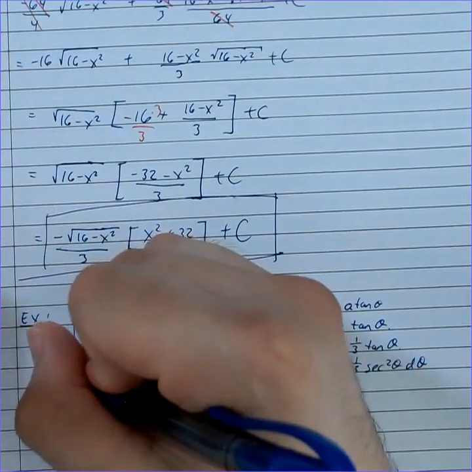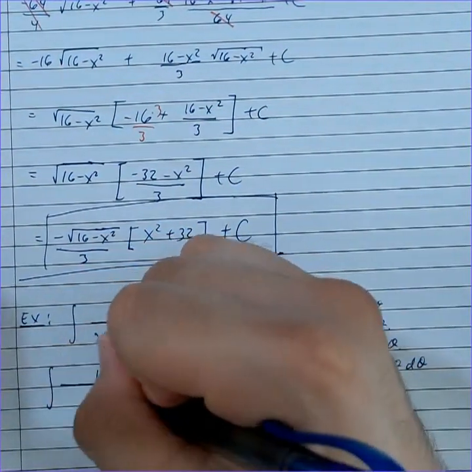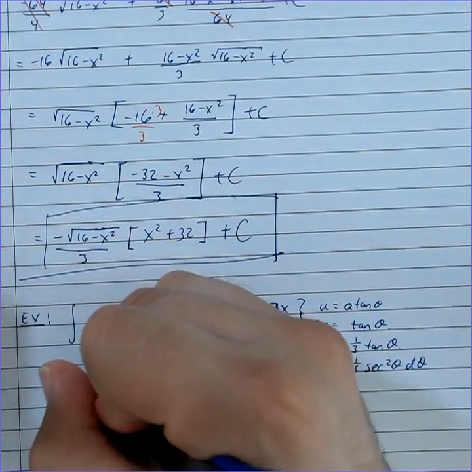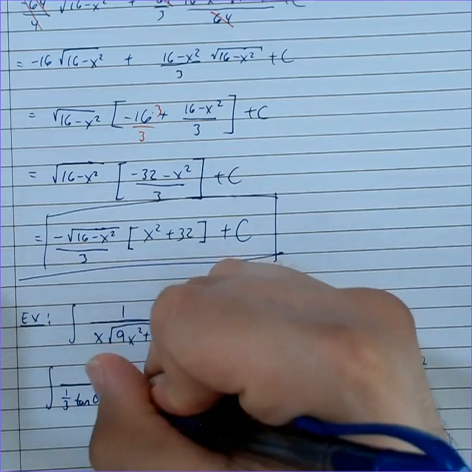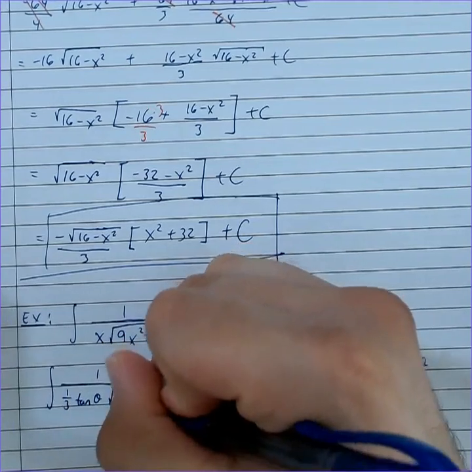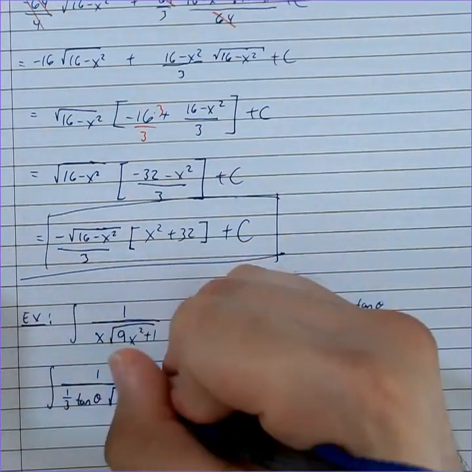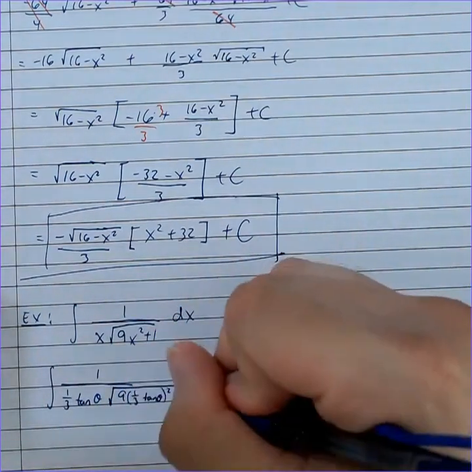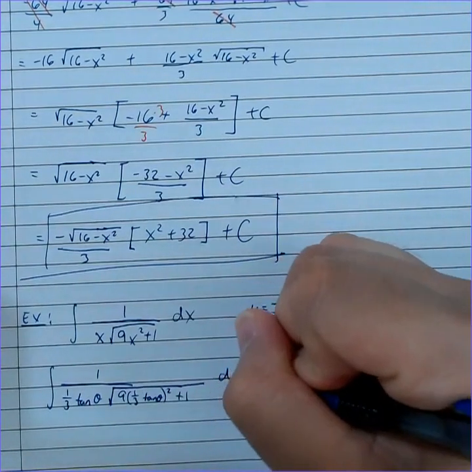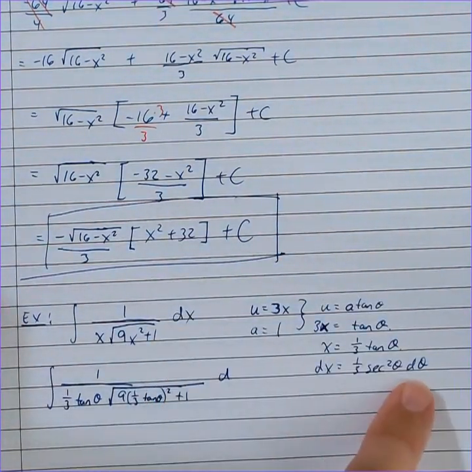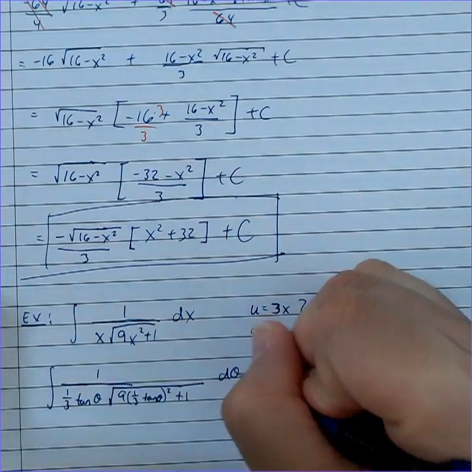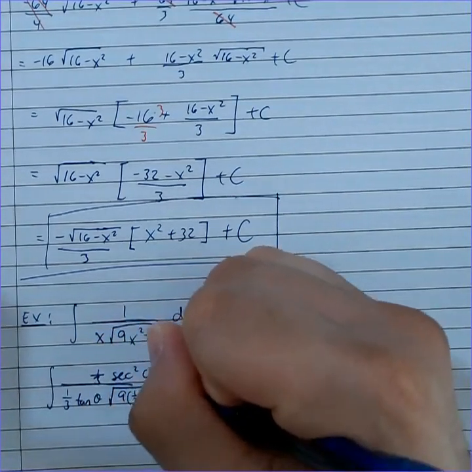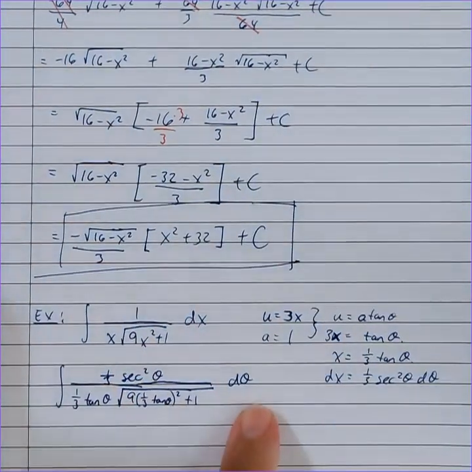So now this integral is going to become the integral of 1 over this x, that x is 1/3 tangent of theta, times the square root of 9 times, again, that same x, 1/3 tangent of theta, but that's being squared, plus 1. And now our dx is going to be 1/3 secant squared of theta d theta. So that's 1/3 secant squared of theta d theta.